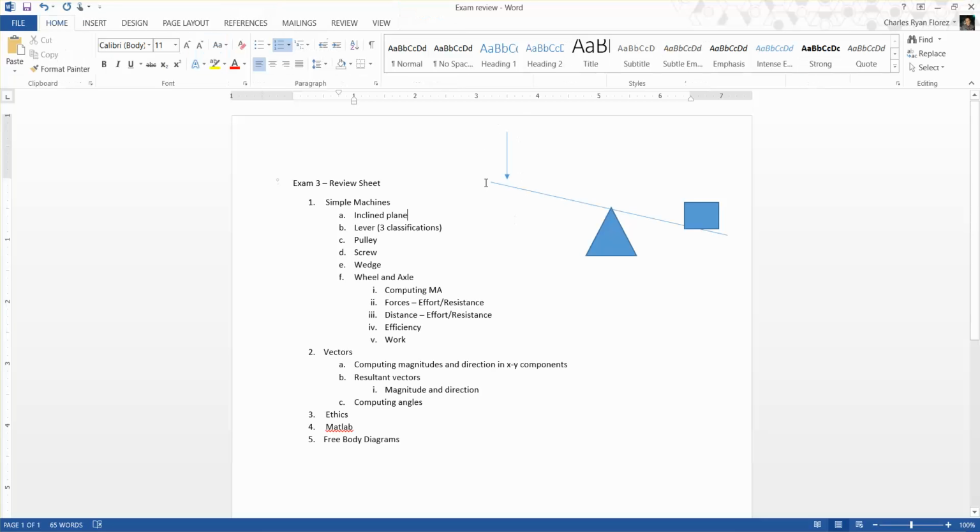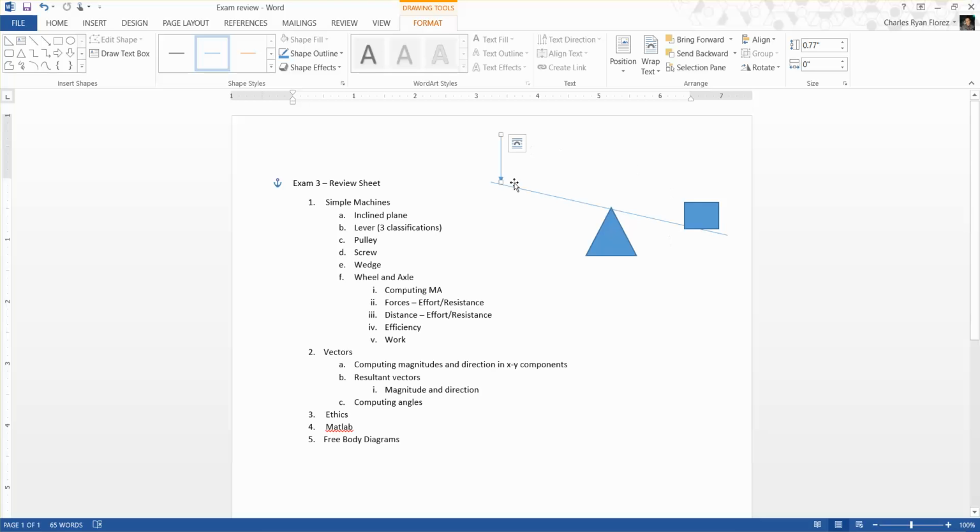So here you have your effort force. Right here you have a load, or a weight essentially. So this is what is to be considered a class 1 lever.